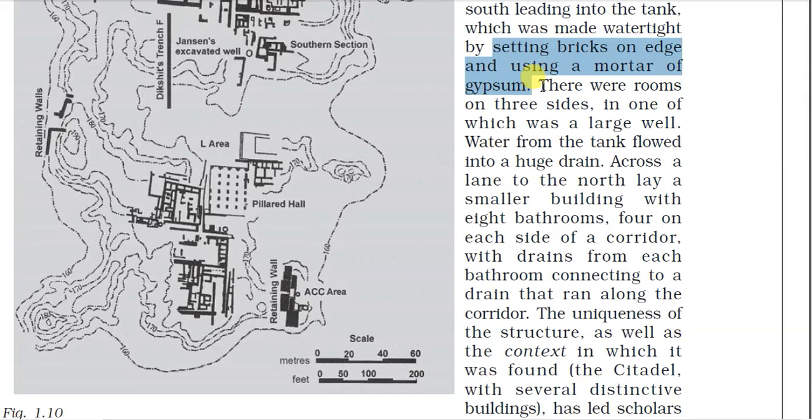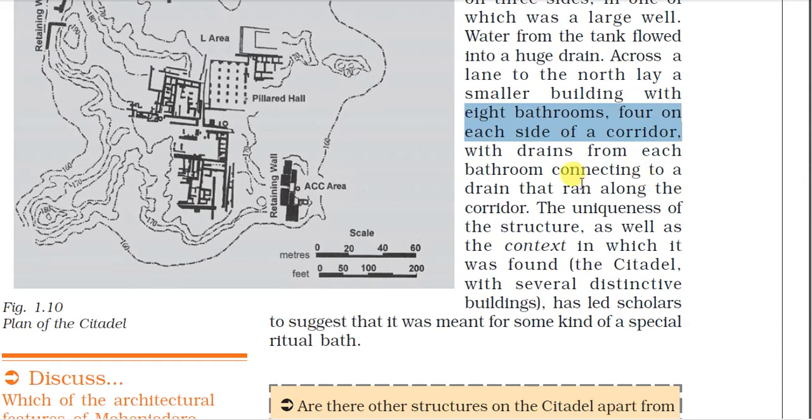Now, if you are using a tank for ritual bath, you of course need to have rooms. These are rooms on the three sides, in one of which was a large well. Water from the tank flowed from a huge drain. Again, drainage system in use. There were 8 bathrooms, 4 on each side of the corridor. All of these are features. Students, you have to remember them, learn the features of Great Bath. Again, for a 3-marker, very important.